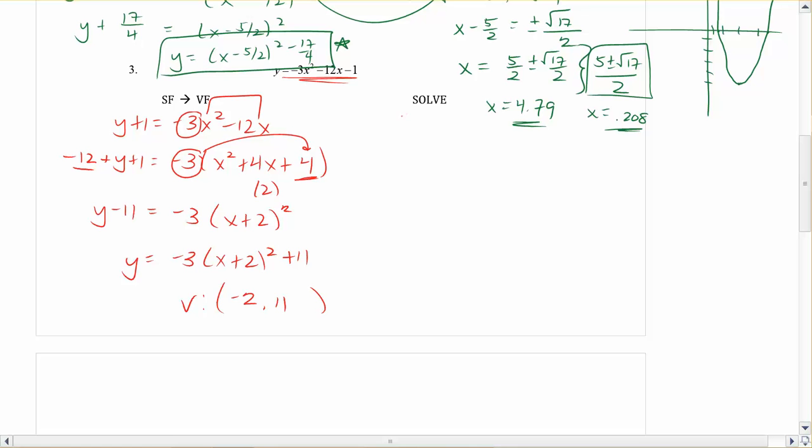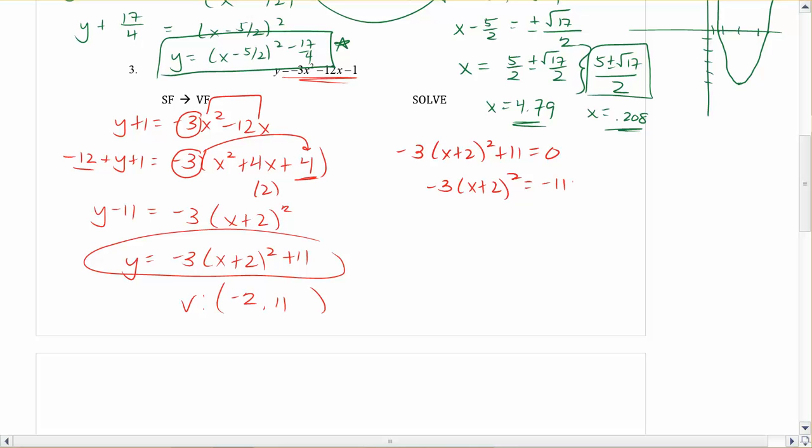If I wanted to solve this equation, now that it's in vertex form, I'm going to set it equal to 0. I'm going to move the 11 over by subtracting it. If I'm isolating the x, I want to divide by negative 3 so I can get the x by itself. I have x plus 2 squared equals 11 thirds. Since it's x plus 2 quantity squared, I have to take the square root of each side. So I'm going to get x plus 2 equals plus or minus.